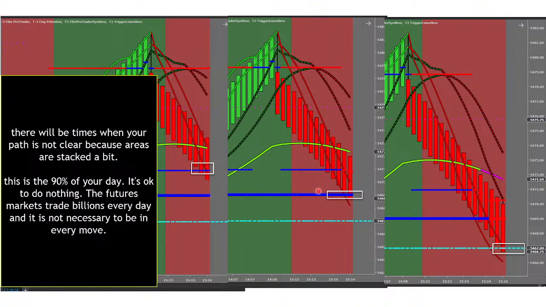So 90% of your day, guys, is doing nothing. 90% is waiting for these areas to break or for the market to reverse. 90% of your day is doing nothing. But it's okay because the futures markets trade billions every day. You have to capture 400 a day to put yourself in six figures, guys. And guys, rule number 2 is the most broken rule because it forces you to be patient.